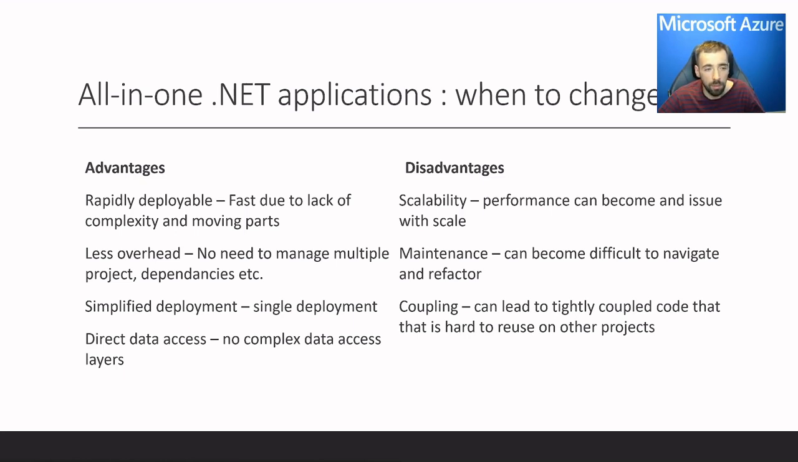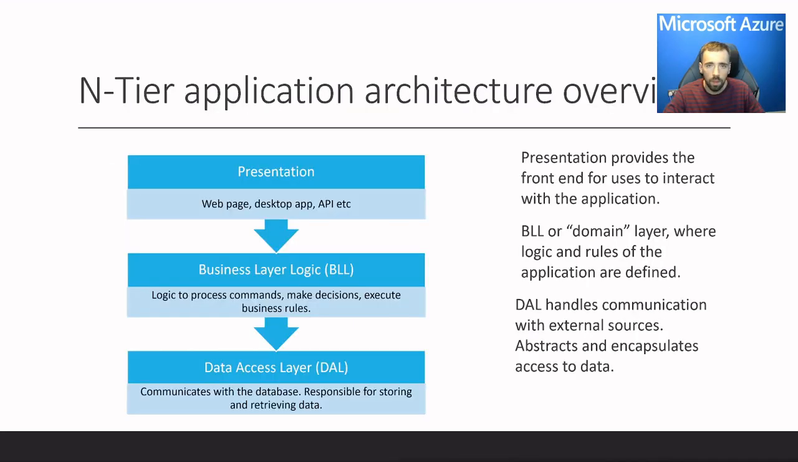Maintenance, so with the nature of that and just having those separate folders, that's the only thing we've got, a separation of concerns. It can become difficult to navigate and refactor. And then coupling, as I mentioned, components, classes, and stuff like that can start to become tightly coupled. So then this leads us on to the next architecture, which is an N-tier application architecture.